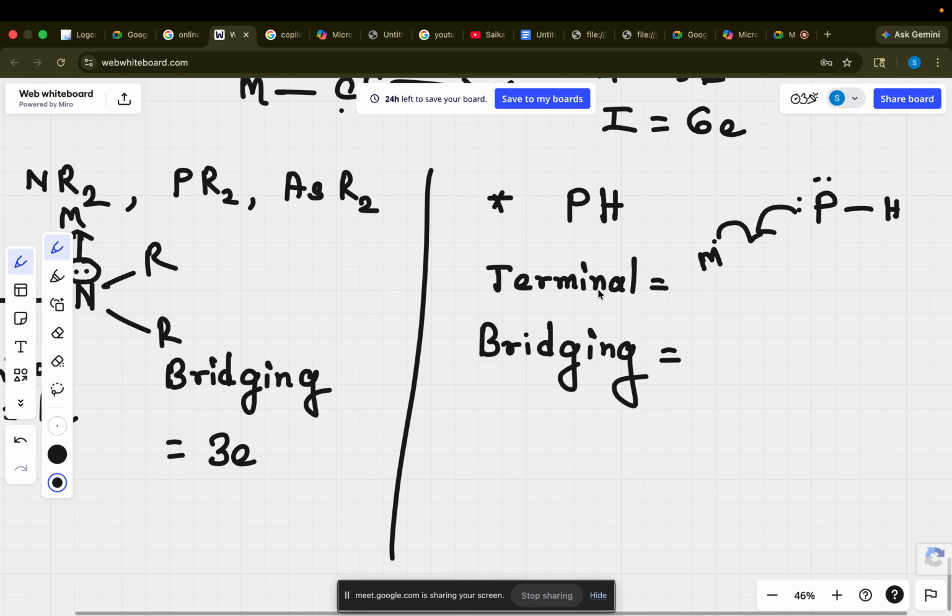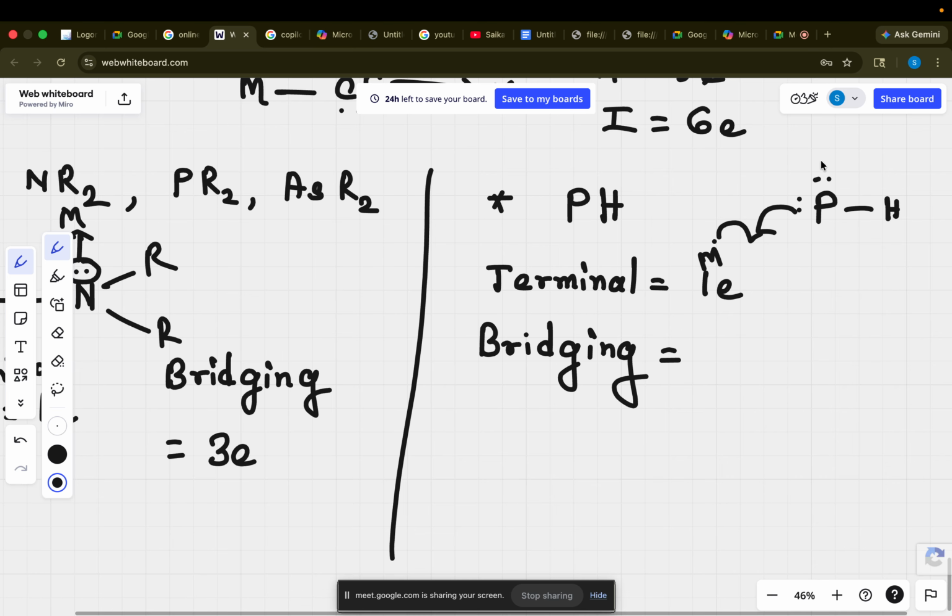Clear? In covalent bond formation, what happens? Equal donation from both the donor atoms, right? Both the atoms. So metal is donating 1 electron, phosphorus is donating 1 electron. That is your covalent bond formation, and that is actually your terminal ligand. So 1 electron it will donate.